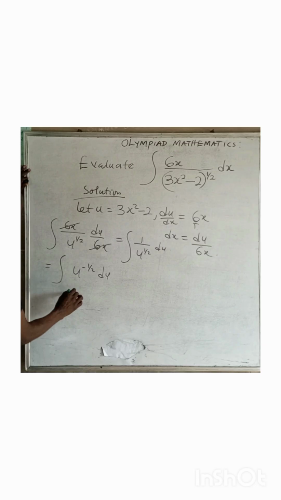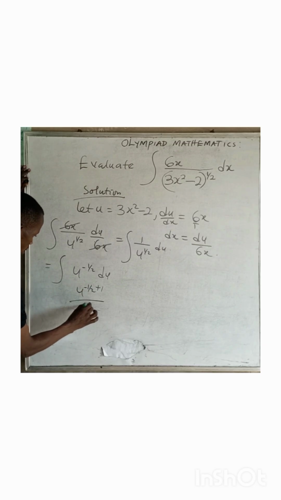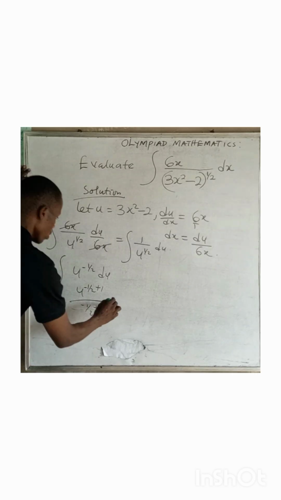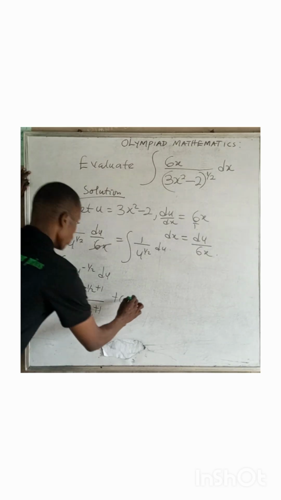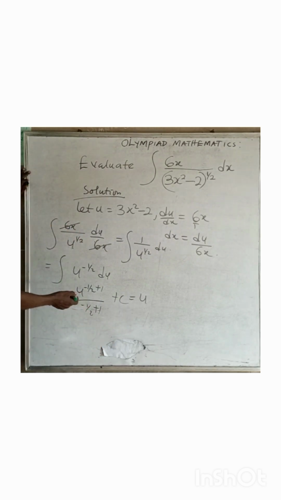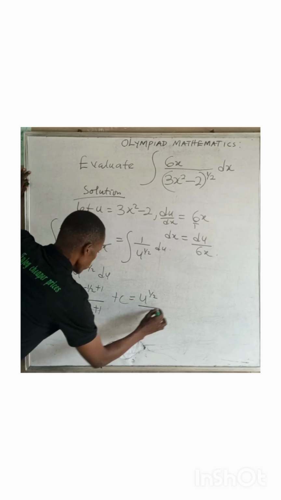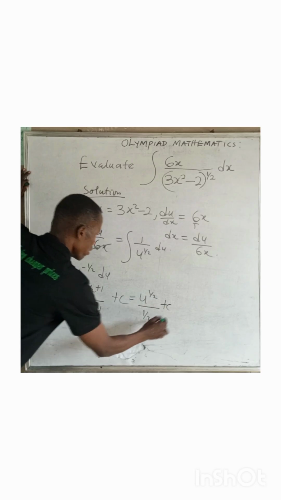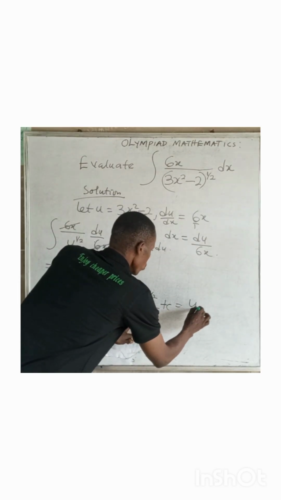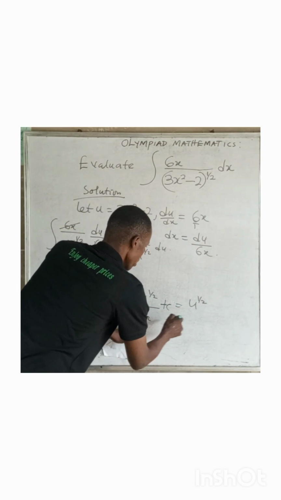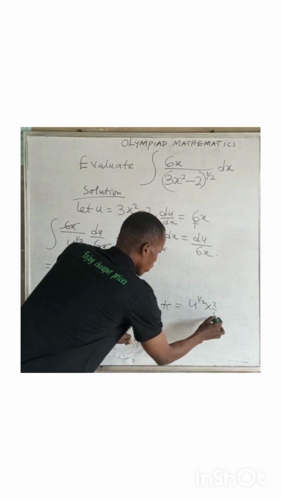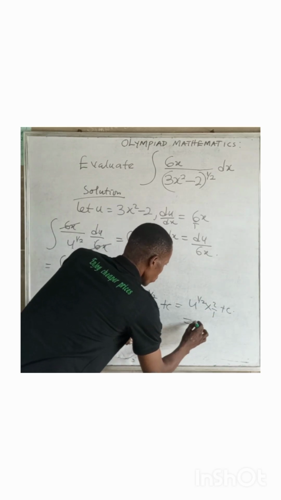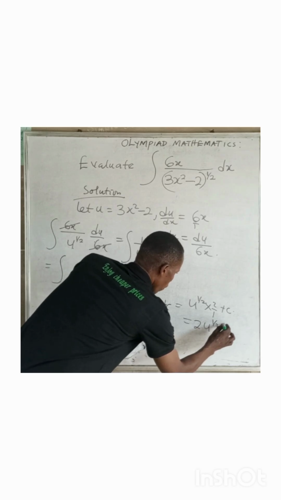Now, when we integrate, this is going to give us u to the power of minus half plus 1 all over minus half plus 1, plus a constant. Of course, when we have minus half plus 1, it's like 1 minus half, we're going to have half. Everything over half plus c. So when we actually reverse this, it gives us u raised to power half divided by half, so it's multiplied by 2 over 1, plus c. So this is going to give us 2u to the half plus c.